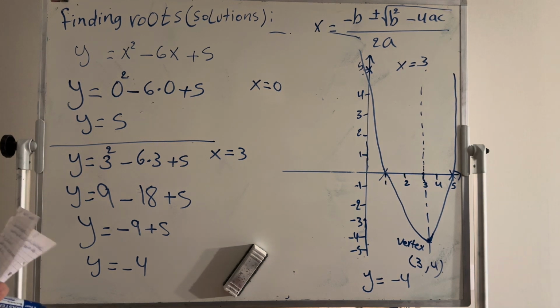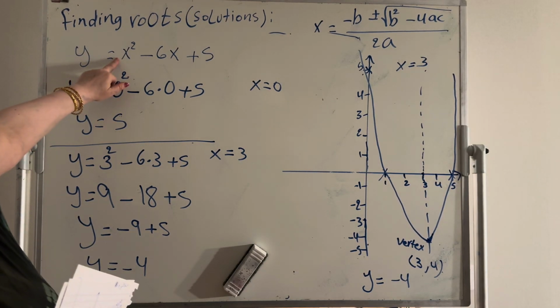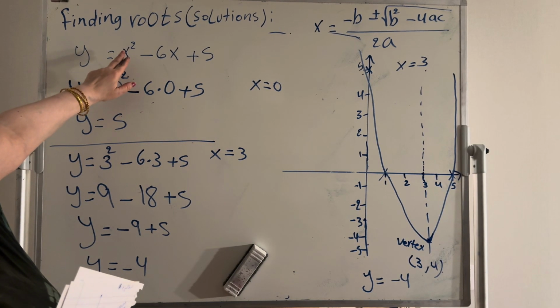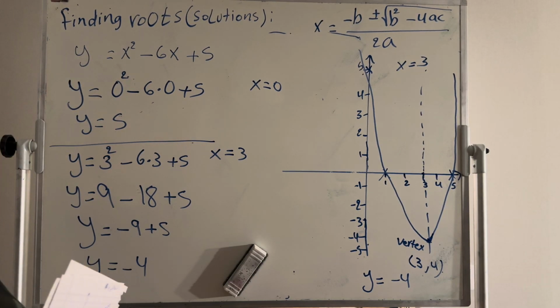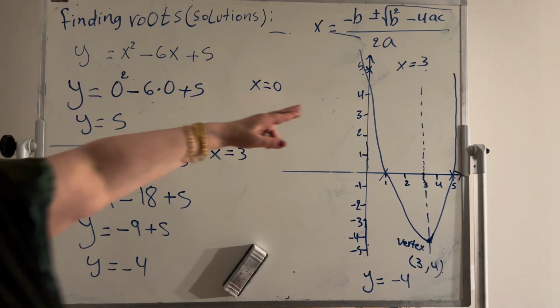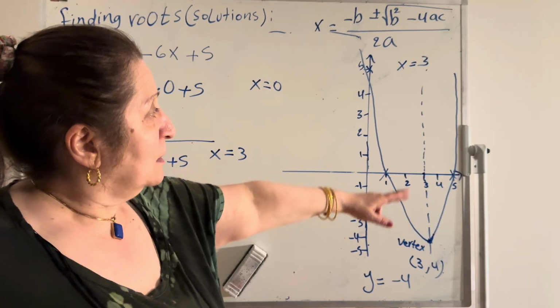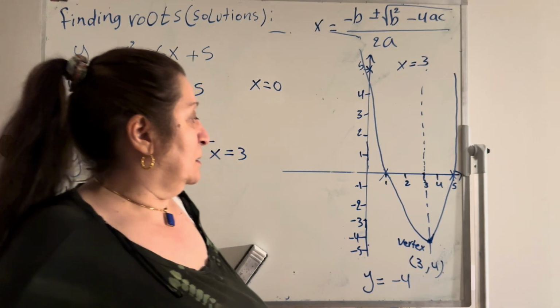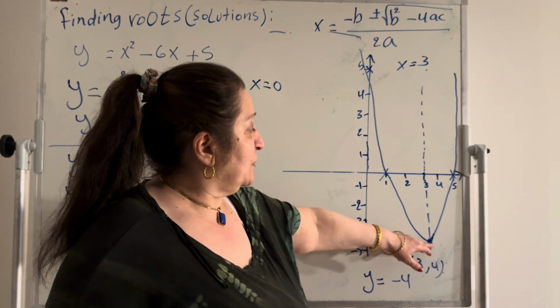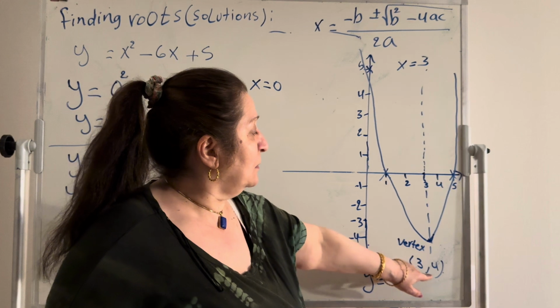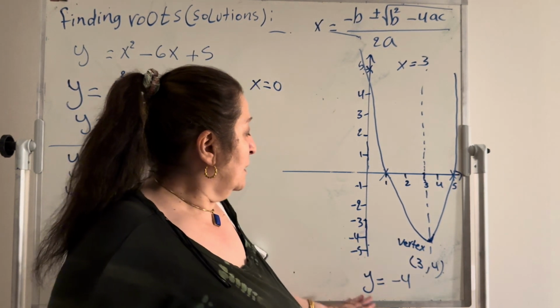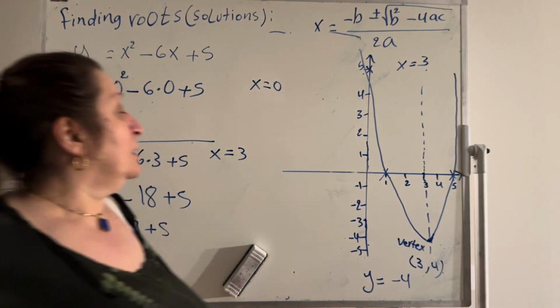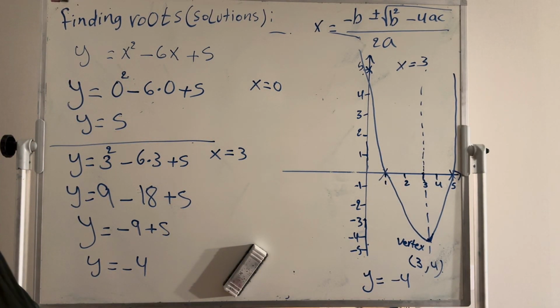I will show another example. Now we look at when the x power 2 coefficient is positive. We see this parabola has a minimum value, the vertex at 3, minus 4, and the minimum value is when y equals minus 4.